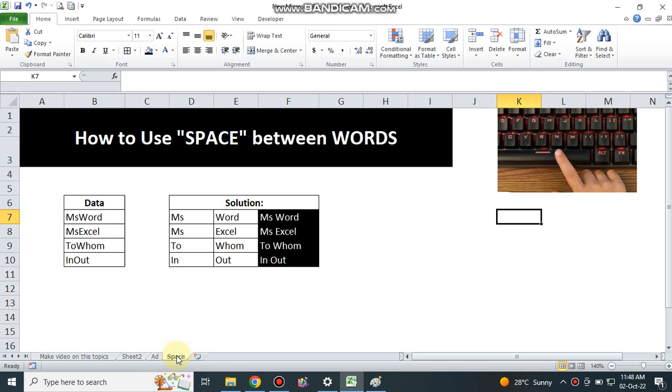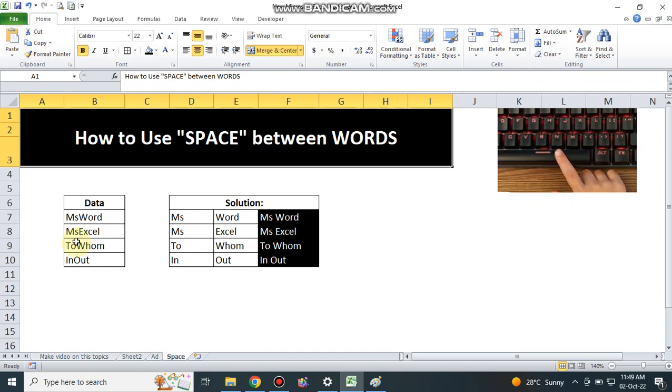Bismillahirrahmanirrahim. Today we will learn a different topic: how to use space between words. These are words: MS Word, MS Excel, to whom, in, out. You see MS, then no space here. MS Word, no space. MS Excel, no space here. To whom, no space here. How to use space between MS and Word we will learn today.